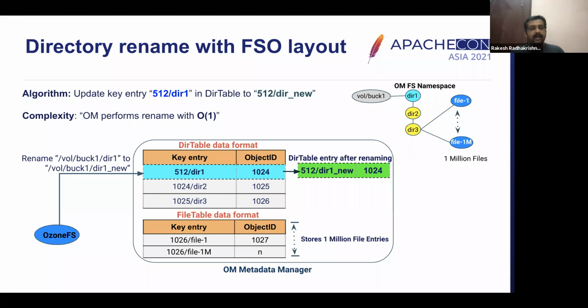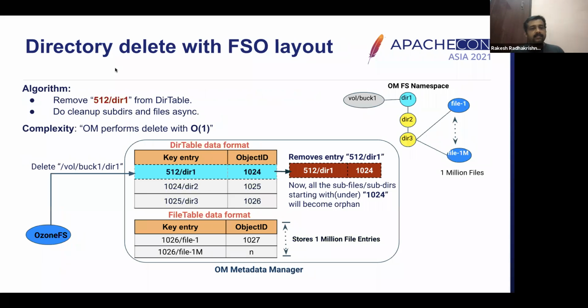So the same thing happens with delete operation as well. So let's say if somebody is going to delete a directory, say directory one, it's just again a simple one row update, like 512 slash directory one will get completely removed, and now all the subfiles and subdirectories starting with the prefix 1024 will become orphan.